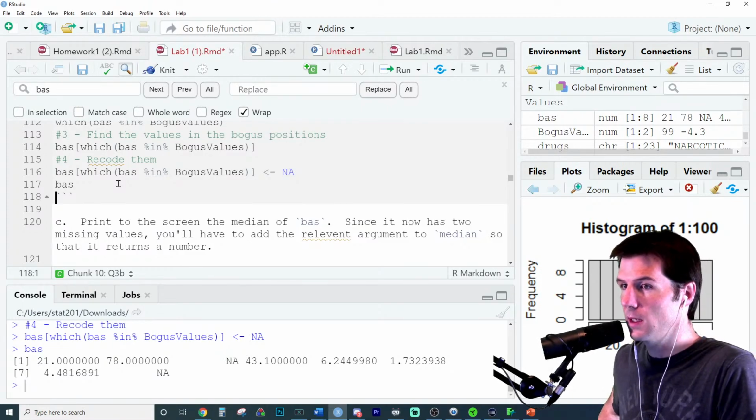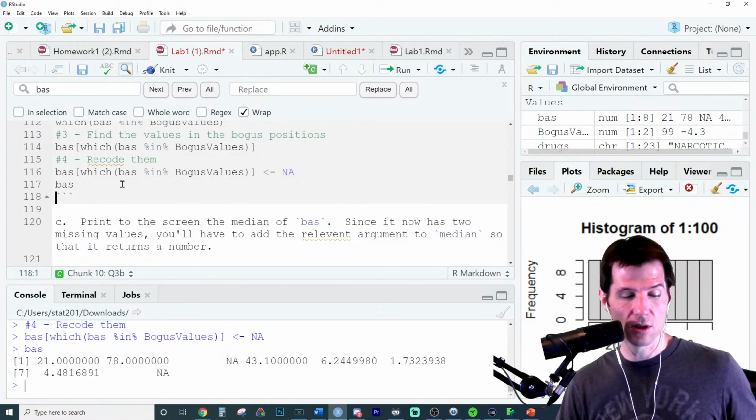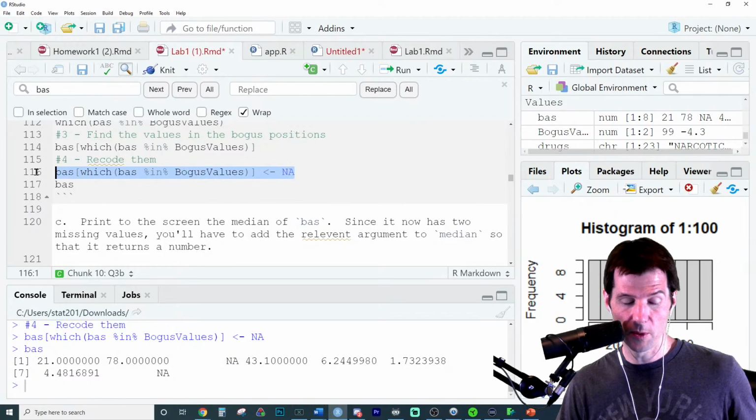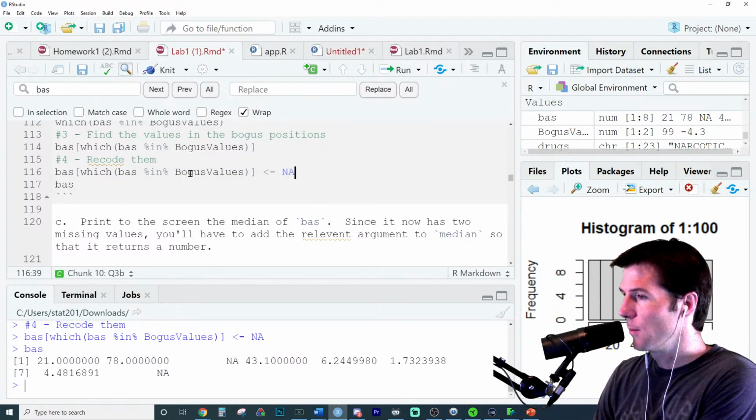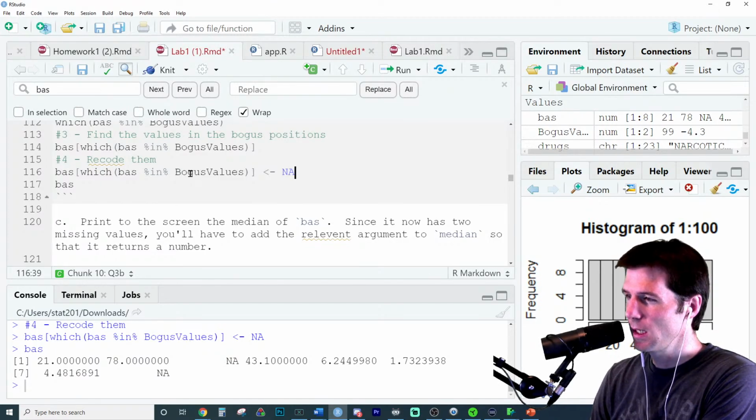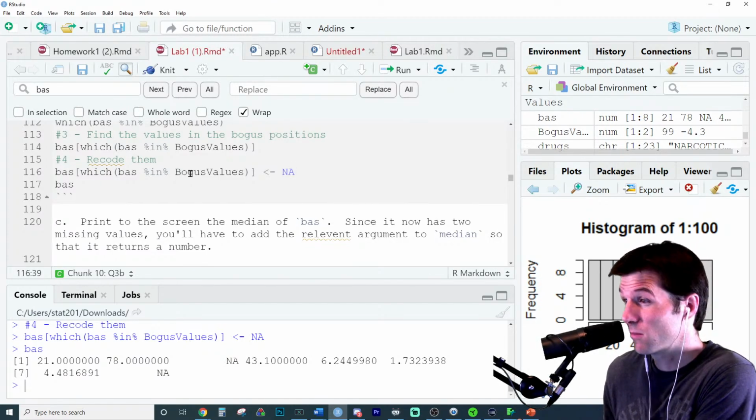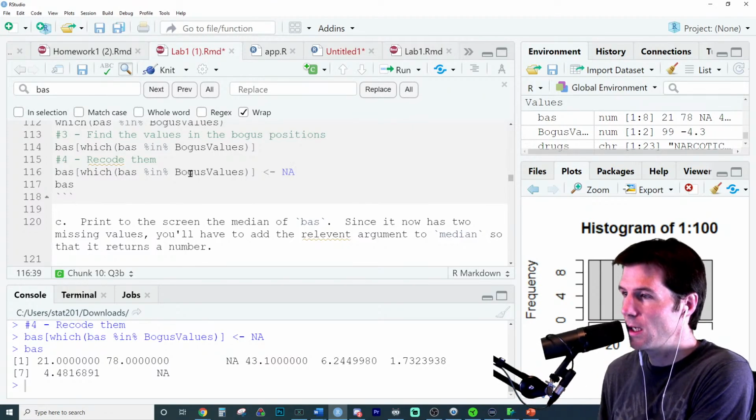There's a lot of ways to do this. You actually don't need to use the which, just kind of pointing to some additional ways to do it. I guess I could leave this as is, because you can put a logical to get positions. Just sometimes it makes more sense to get the positions. But a lot of ways to do this. This is how to do it right here.